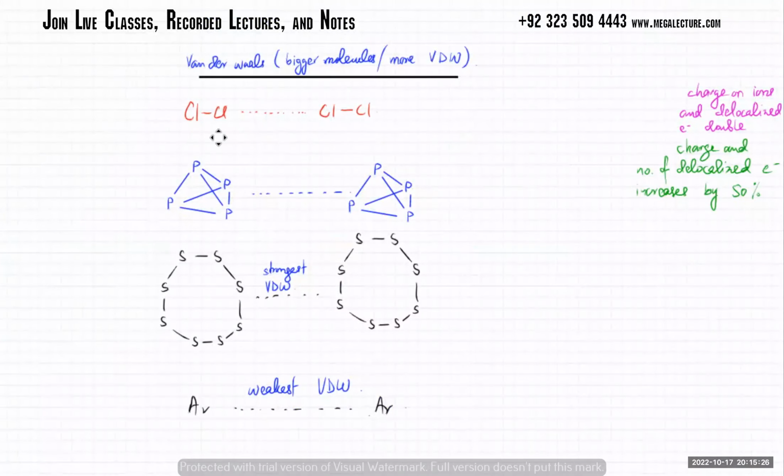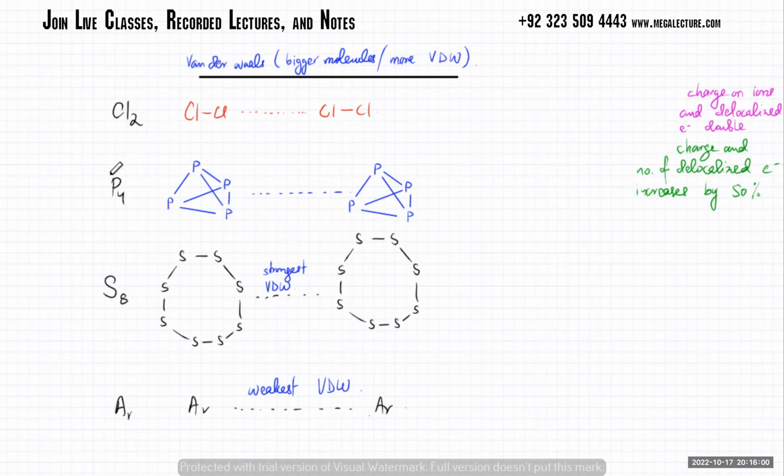Chlorine is usually just Cl2. Phosphorus is P4. That's the formula of phosphorus. Cl is diatomic, it's Cl2. Phosphorus is actually P4. Sulfur is usually S8. And argon is just Ar. Those are the formulas of chlorine, phosphorus, sulfur, and argon. And those are not the only formulas.